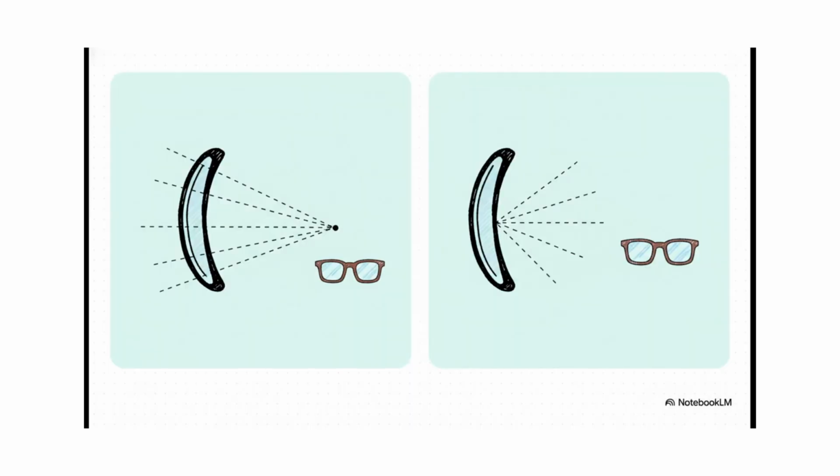And of course, once we figured out how to bend light, we started shaping glass to do it on purpose. That's how we get lenses. A convex lens, the kind that's thicker in the middle, focuses light. That's what you need to correct for long-sightedness. On the other hand, a concave lens, which is thinner in the middle, spreads light out, and that's exactly what someone who is short-sighted needs.